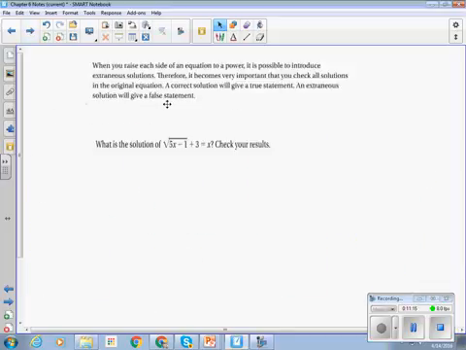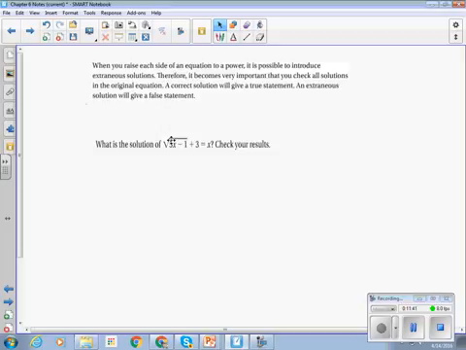All right. When you raise both sides of an equation to a power, it is possible to introduce extraneous solutions. Like we saw, the two that we just did weren't extraneous, but it becomes very important that you check all solutions in the original equation. A correct solution will give a true statement, an extraneous solution will give a false statement.